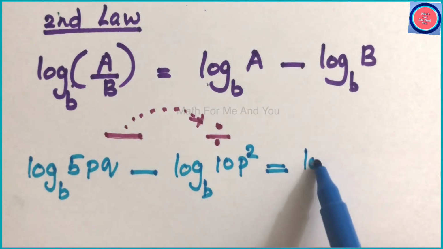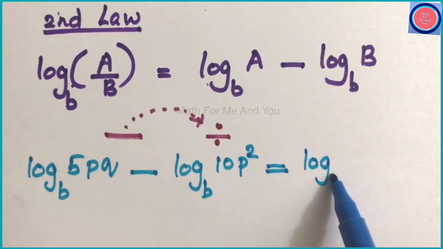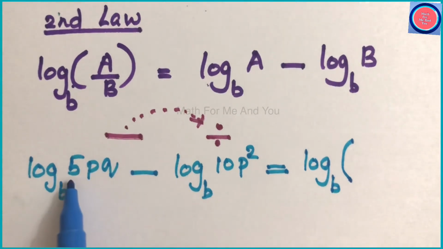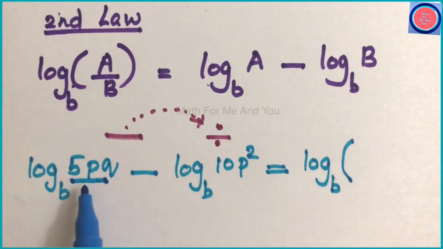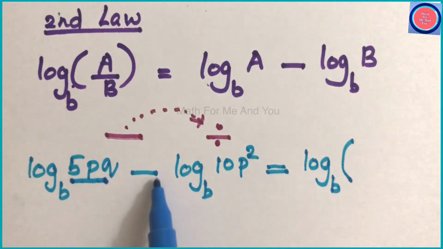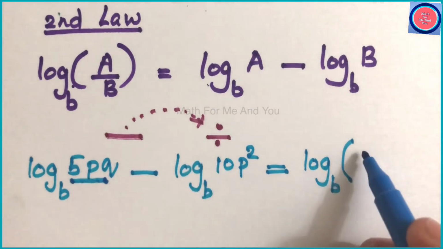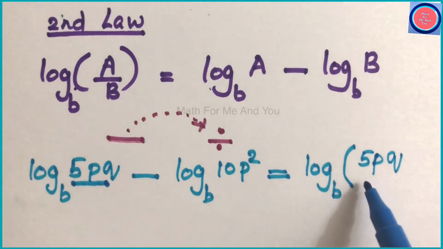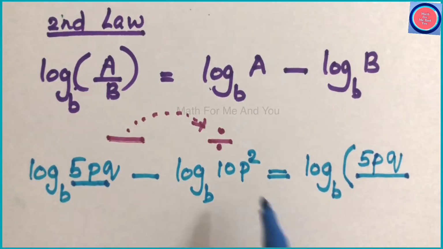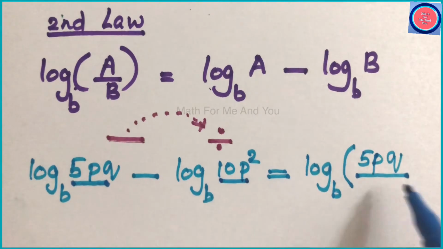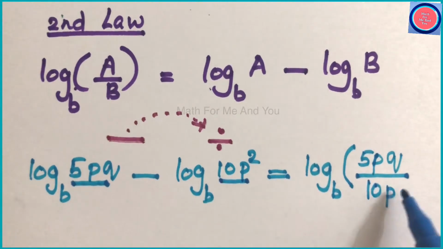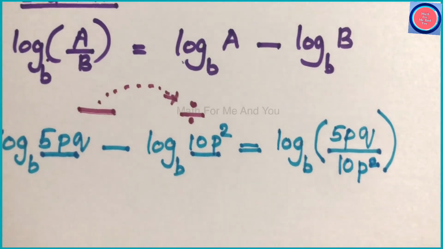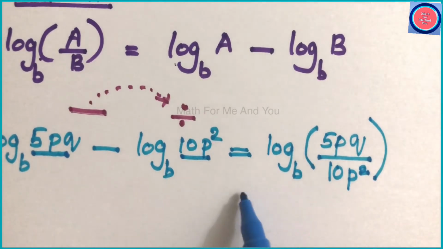So write log first. After that, open a bracket and keep all the other terms inside. After log, the first term is 5pq. Then minus we have to change to divide, which means over. The next term is 10p square, so it is 10p square as the denominator because of the division. Now simplify the bracket.